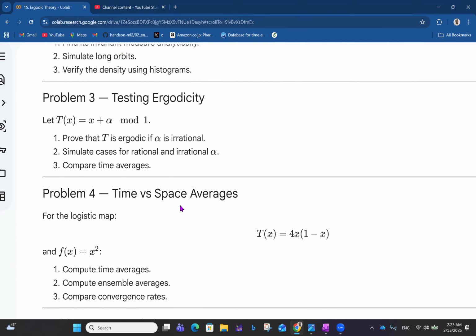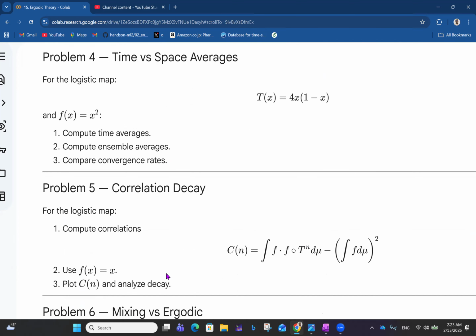Then for testing ergodicity, now prove that T is ergodic if alpha is irrational. Simulate cases for rational and irrational alpha. Compare time averages. Then time versus space averages for the logistic map T of x equals this and f of x equals x squared. Compute the time averages, compute ensemble averages, compare convergence rates. So you can use some of the codes I had used before.